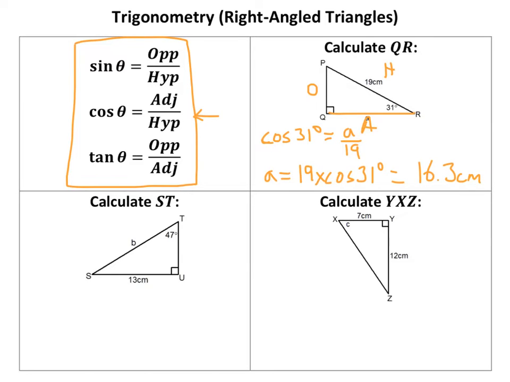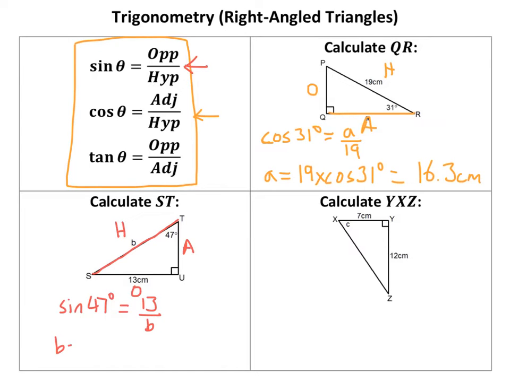So next we're calculating ST, so that's this length here, S to T. Again I'm going to label from the point of view of the angle, so we get the hypotenuse there, opposite the right angle, this is opposite and this is adjacent. I've got the opposite, I want to find the hypotenuse, so that would be the sine. So we write that out, sine of the angle, sine 47, equals the opposite 13 divided by B, and I want B.